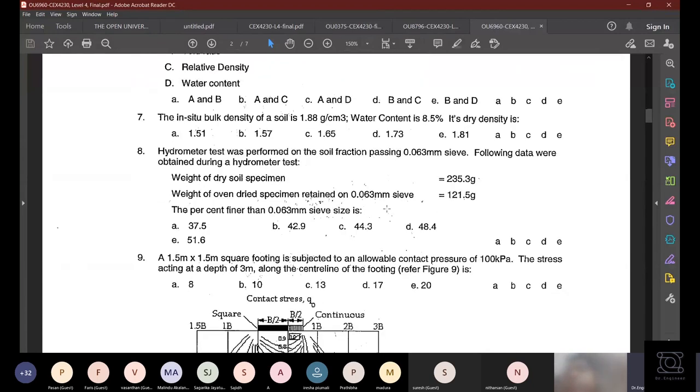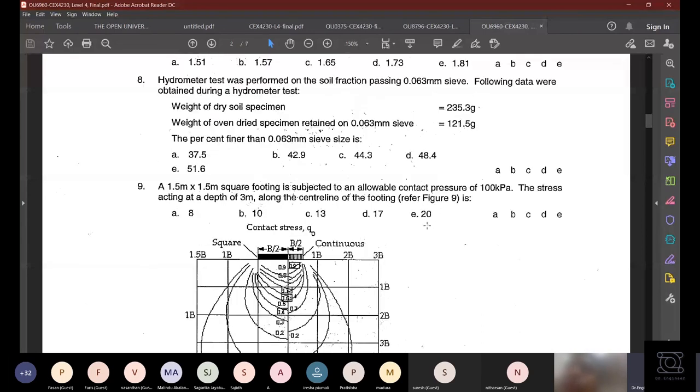Next, the hydrometer test was performed on soil fraction passing 0.063 millimeter. Following data were obtained during the hydrometer test. The weight of the dry specimen is given. The weight of the oven dried sample is given. The percent fine is asked, right? So retained is given to you. 121.5 grams is retained. So 121.5 divided by 235.3 into 100 will give you the percent retained. 100 minus percent retained will give the percent finer. Percent finer means percent passing, right? So those are straightforward calculations. So the answer is 48.4, right?